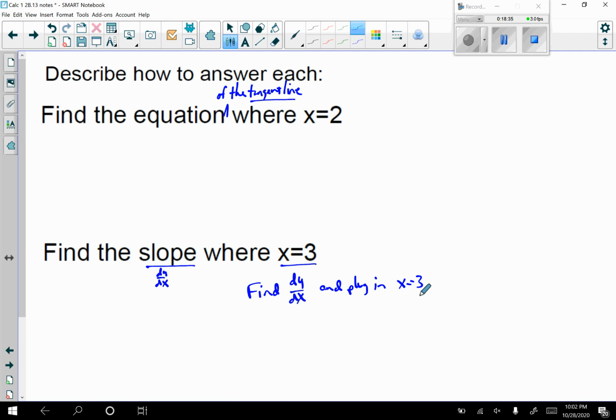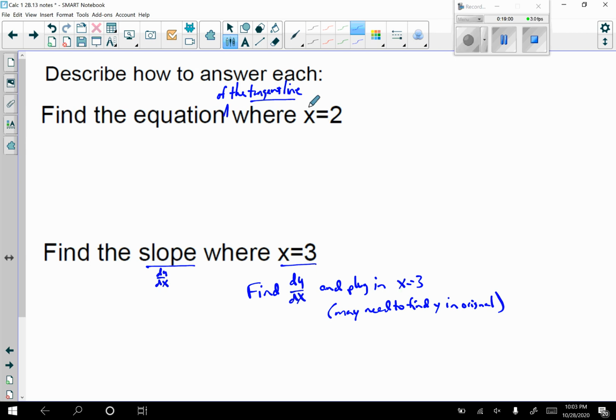Now, one thing we need to know about this, though, like what we just did before, if we're doing implicit differentiation, our dy dx usually has two variables. So we'll put down here, we may need to find a y value in the original. Okay, you might need to plug 3 in to get a y value to go with it, so you have enough to plug into the derivative.